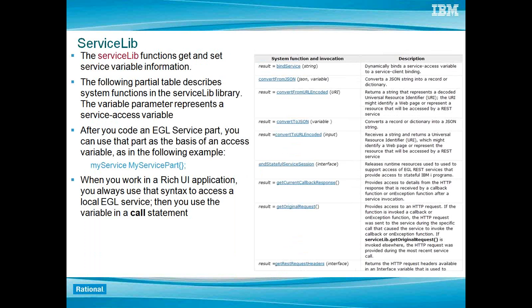Now we have the service lib functions available, a library that helps us convert certain values from one format to another format. For example, you have a string and you want to convert it into a JSON format. So it will convert your string into JSON format, or from JSON to a string format.